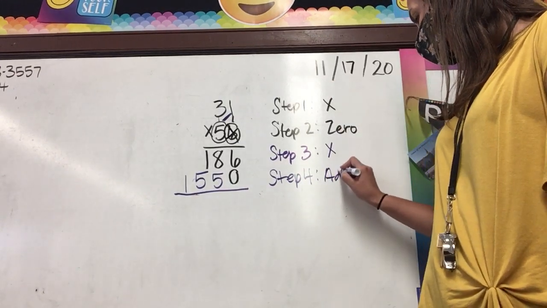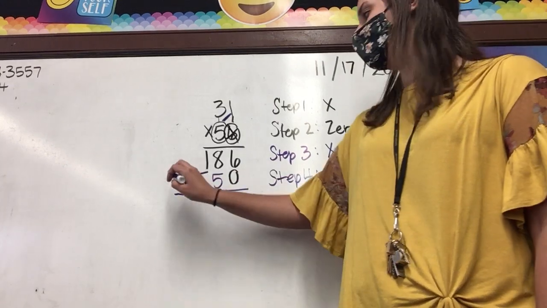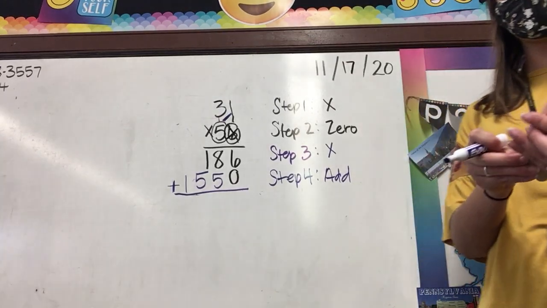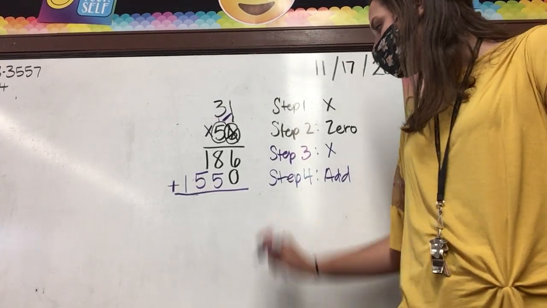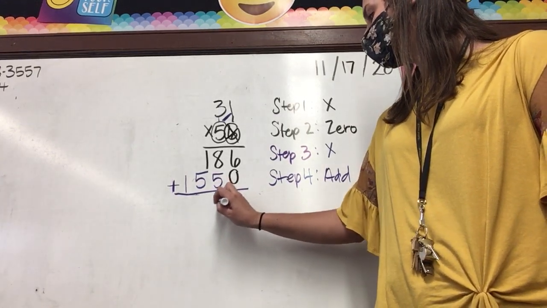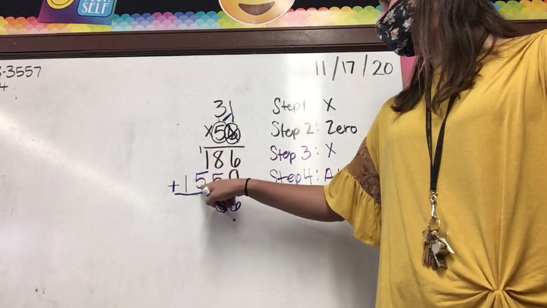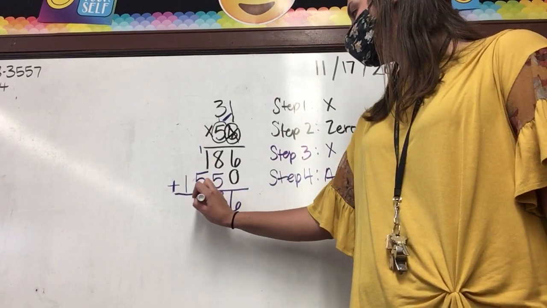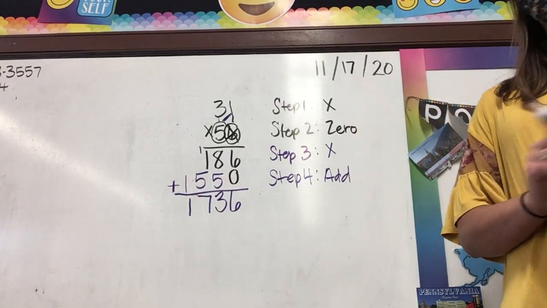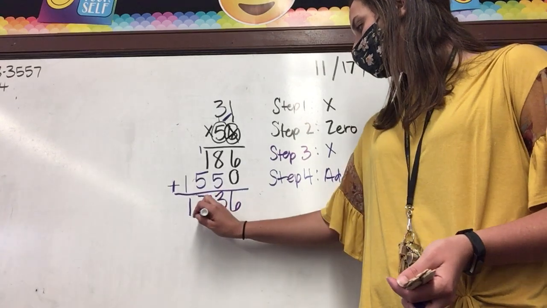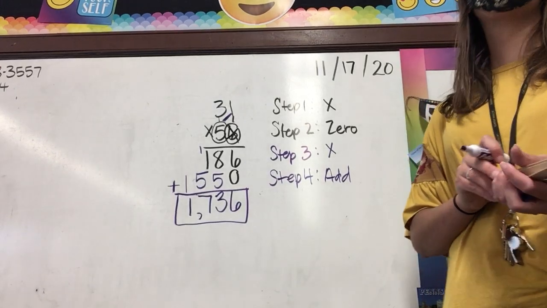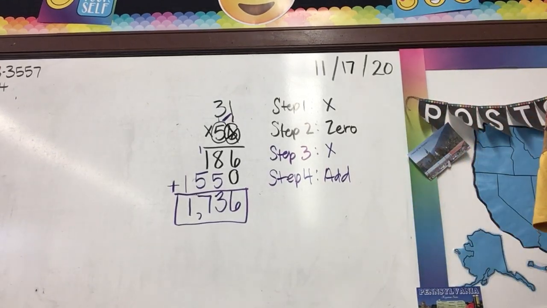Add. Why do I feel like you guys have already got this figured out? 6 plus 0. Max, help me out. 6. Okay, 8 plus 5, Max. 14. Good, carry my 1. 5 plus 1 plus 1. Good, and 1 plus nothing. So my final answer, Jaden, is what? 1,736.